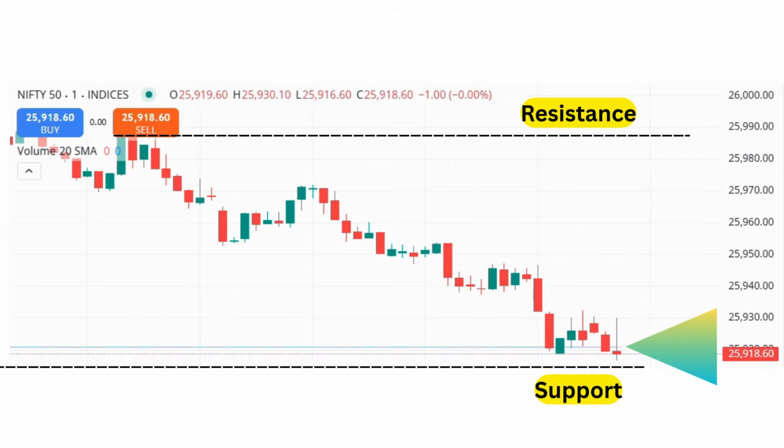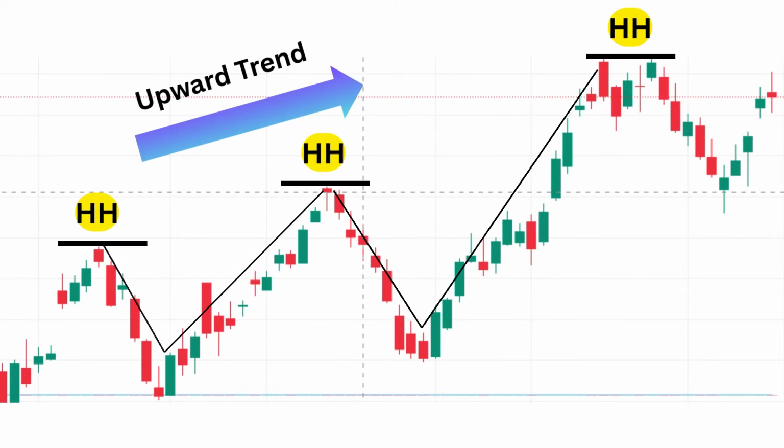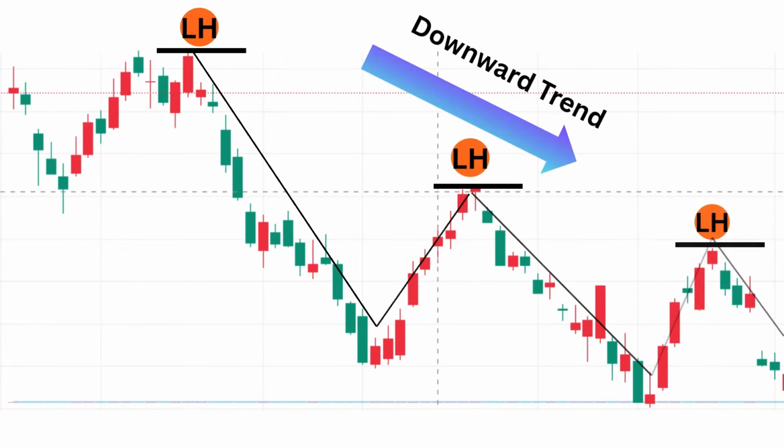Next comes market structure basics. Markets never move in a straight line. They move in waves. Up, pull back, up again, or down, pull back, down again. These waves create the structure we read. In an uptrend, the impulse moves are strong, upward pushes, and corrections are temporary pullbacks. Understanding these helps you avoid buying at the top.